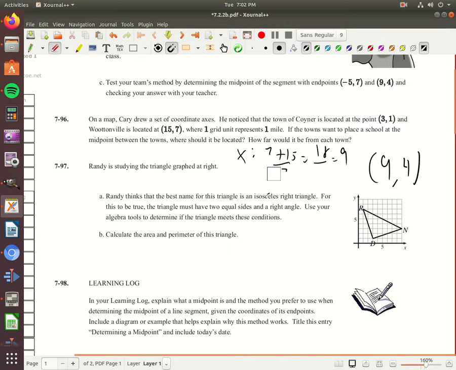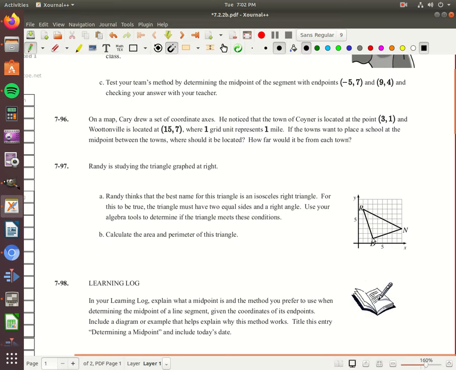All right, finally, to end this perpetually long video, and then I have to go find my errors, which sucks. Randy is studying the triangle at the right. Randy thinks that the best name for this triangle is an isosceles triangle. For this to be true, it has to have 2 equal sides. Use your algebraic tools to determine if it meets these conditions. Calculate the area and perimeter. So my goodness, this is never going to end.